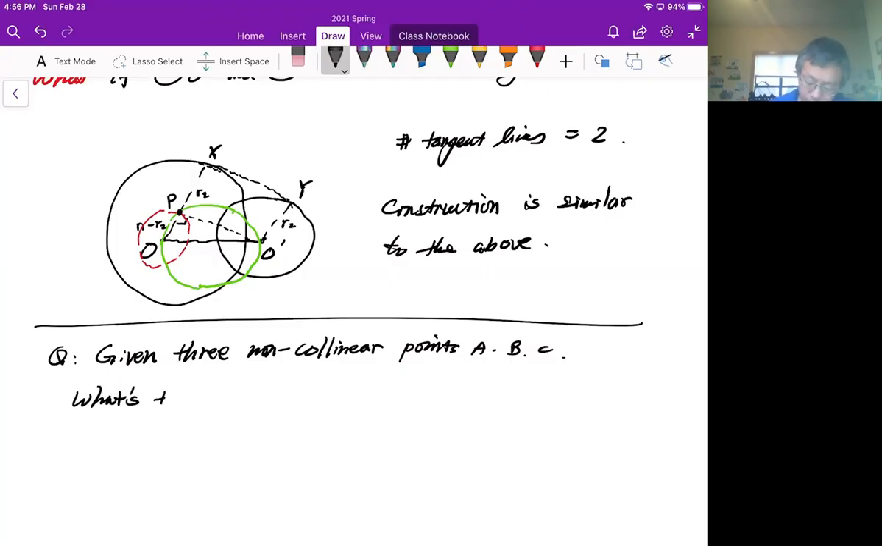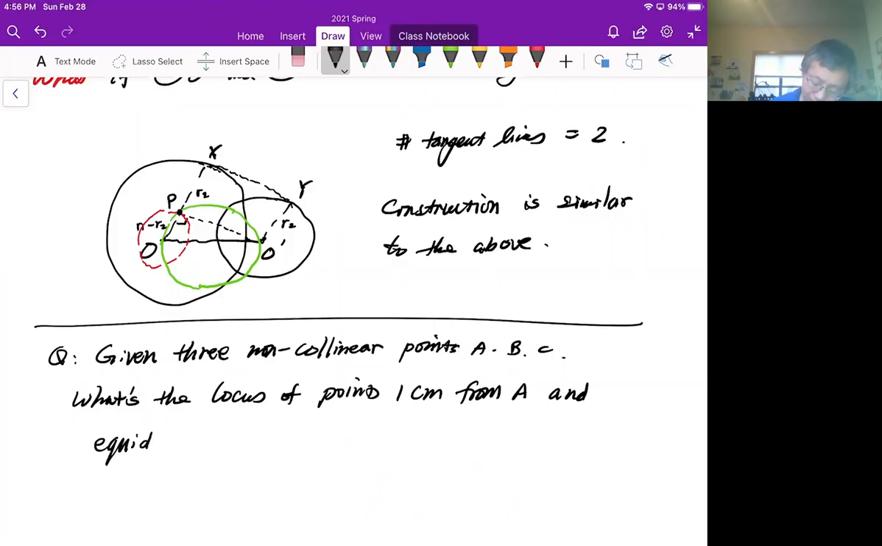What's the locus of points which is 1 centimeter from A, and equidistant from B and C?